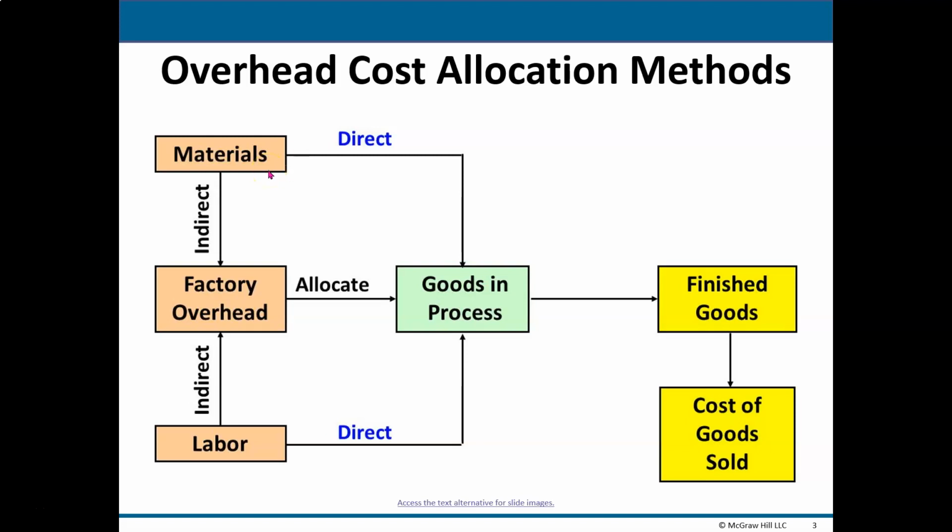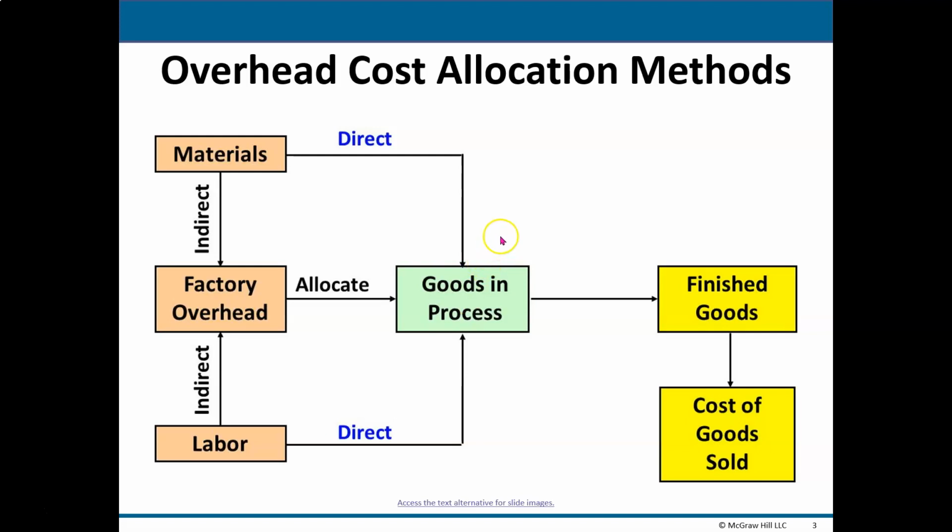Now, if you remember from previous sessions, we've dealt with this over and over again. Direct materials and direct labor, those are easily traced to the units being produced. So these costs are clear. I mean, allocating these costs to the units of output is clear.